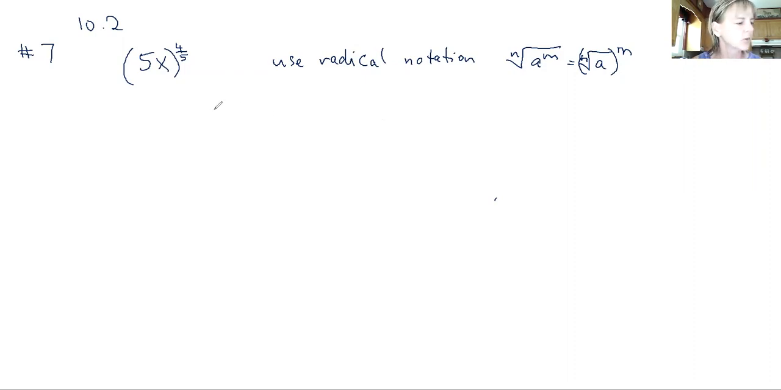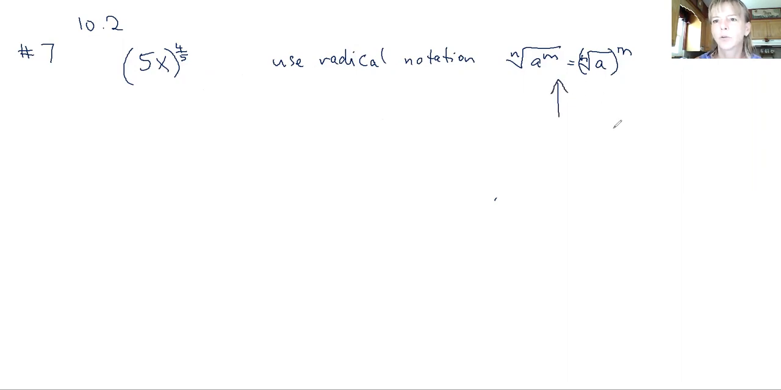So the student sent me several questions. I'm gonna answer them all. So here's one, for example. And this is number 7 in 10.2. It says use radical notation. And over here, I already wrote it down.